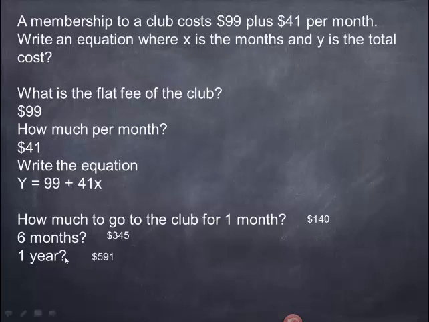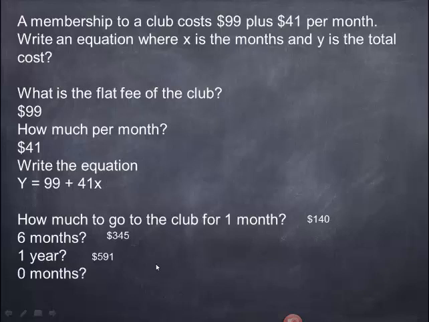So, how did I get 591 from 1 year? Do I plug in 1 for x? No. What do I plug in for x? 12. Because it's dealing with months. This has to say a month.